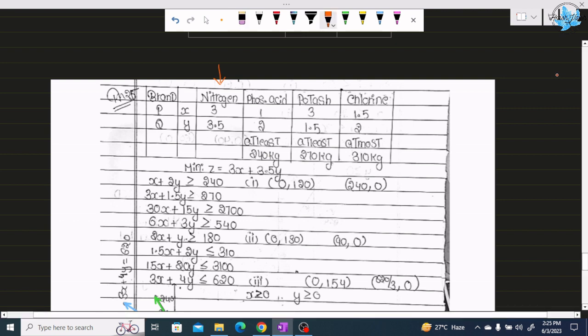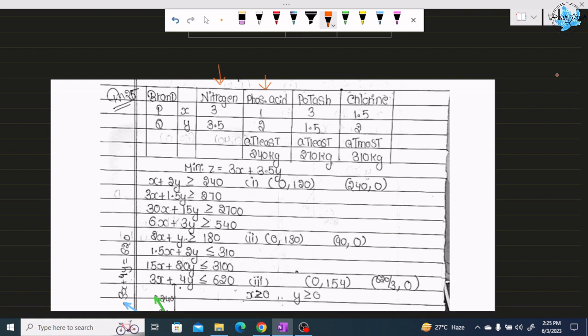Now to make the constraints, we will use the phosphoric acid, potash and chlorine. For the phosphoric acid, the equation will become x plus 2y, at least means greater than or equal to 240. So this is your first equation. Now for the second equation, the potash, it becomes 3x plus 1.5y, at least means greater than or equal to 270. So this is your second equation.